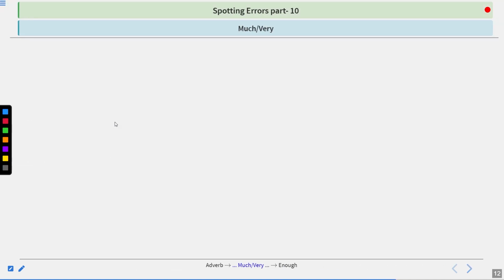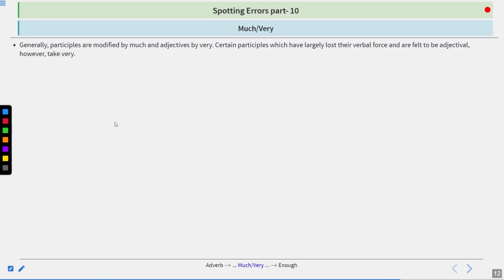Let's talk about "very" and "much." Generally, participles are modified by "much" and adjectives by "very." Certain participles have largely lost their verbal force and are felt to be adjectival. However, they take "very." So what have you understood? Example, "The law has been much abused." Here we have used a past participle, abused, and "much" is preceding it.